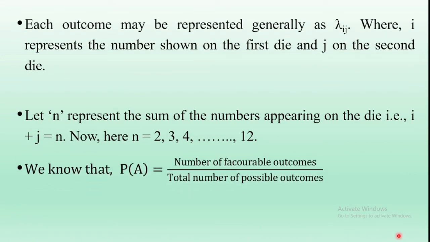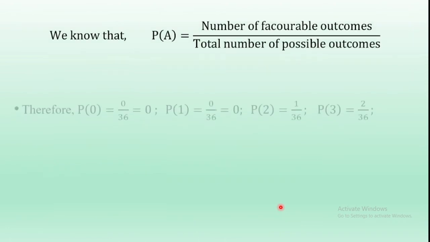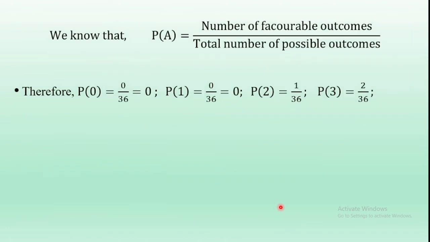We know the basic definition of probability is the number of favorable outcomes divided by the total number of possible outcomes. For all values of n, we can determine probability values: probability of 0, probability of 1, probability of 2 and so on up to probability of 12. First calculate probability of 0.